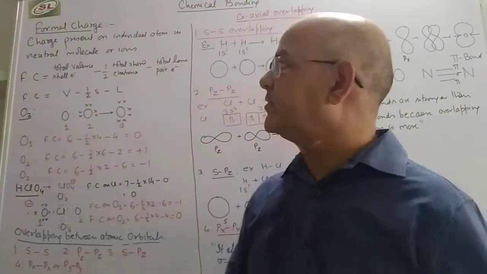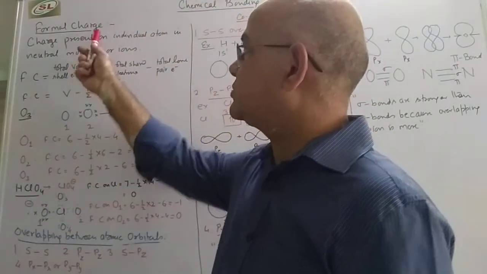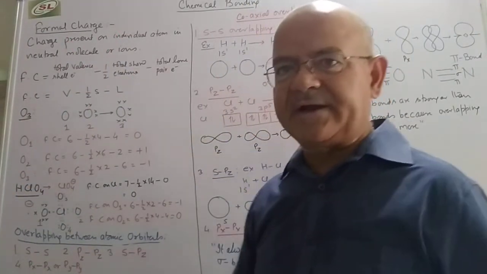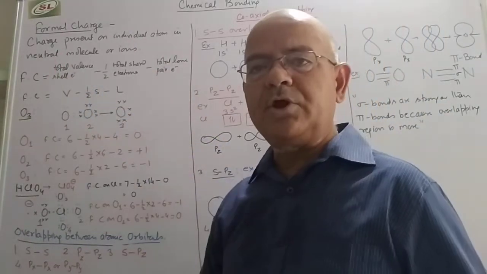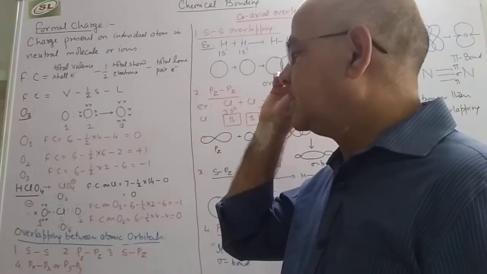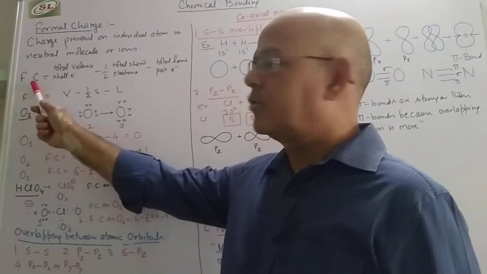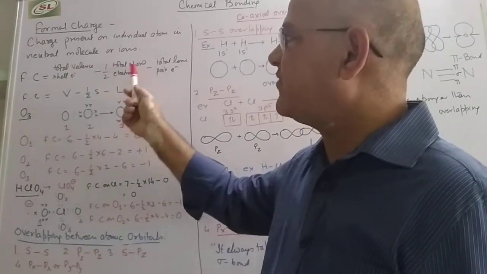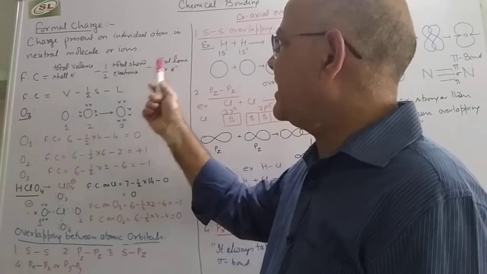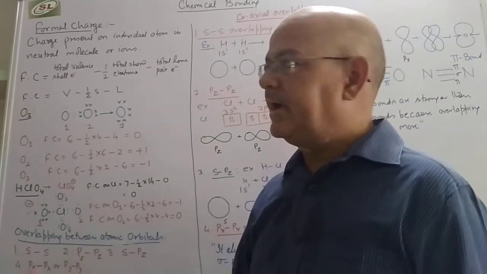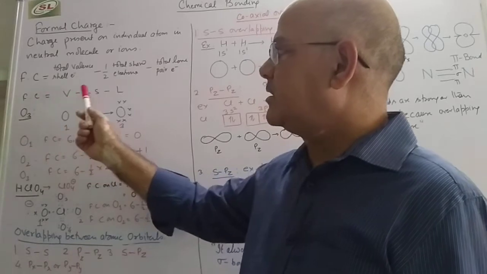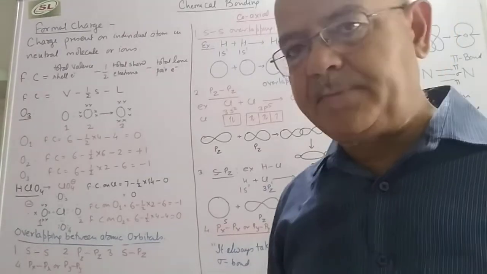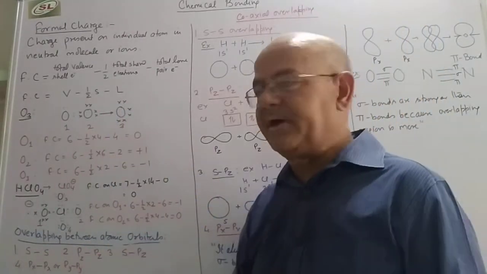In chemical bonding, we have to study the formal charge also. Formal charge is the charge present on an individual atom in a neutral molecule or ion. How can we calculate it? Formal charge is equal to total valence shell electrons minus half of shared pair of electrons minus total lone pair electrons. In short, V minus half of S minus L. S stands for shared pair and L is lone pair.